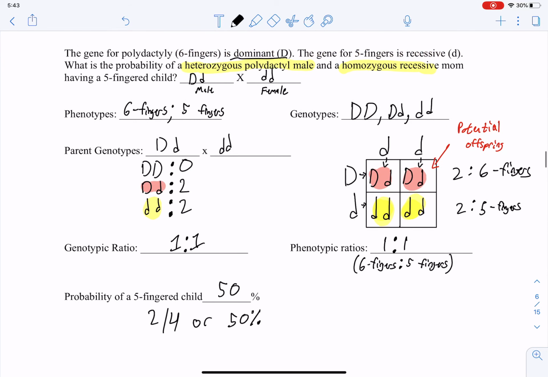All right, so for any Punnett square basics or any Punnett square problems, always find the genotypes of the parents, put them in the Punnett square, draw out the Punnett square, and then from there you can figure out the ratios and answer probability questions.